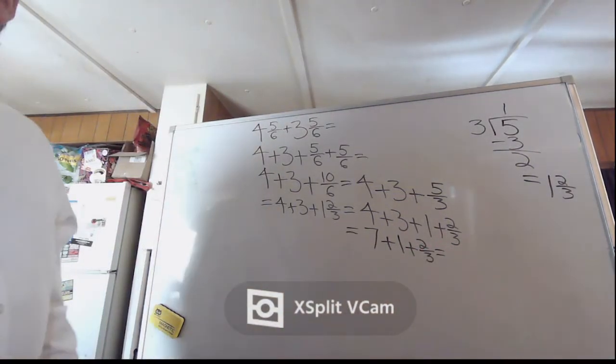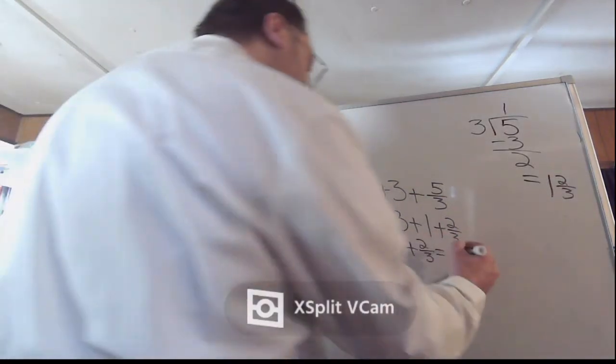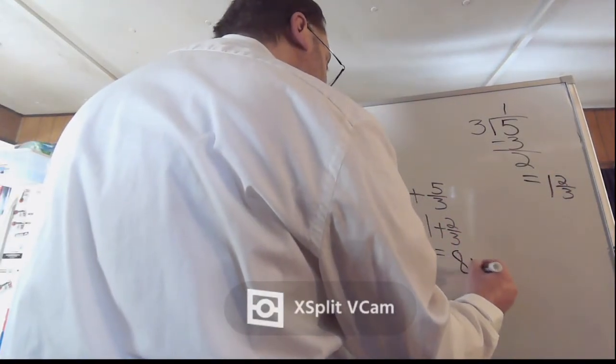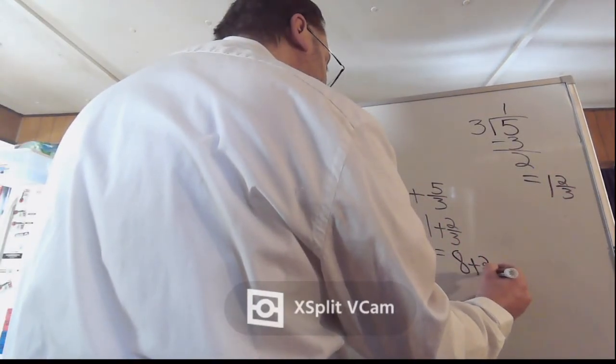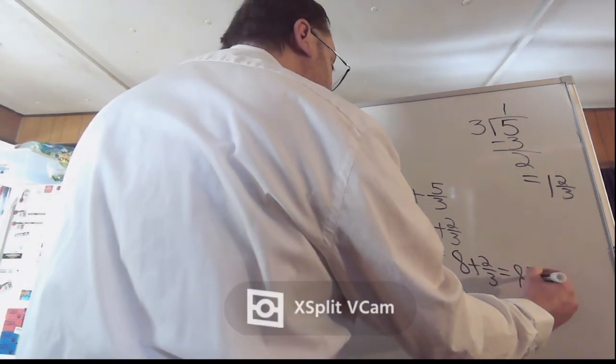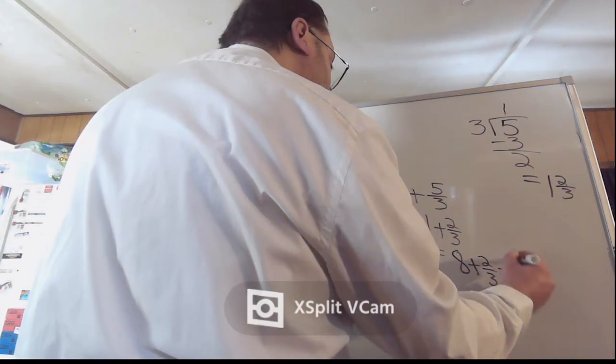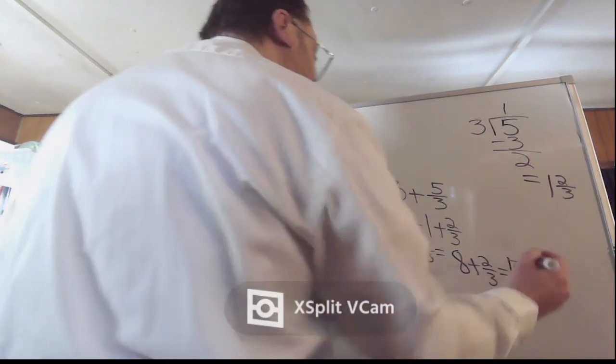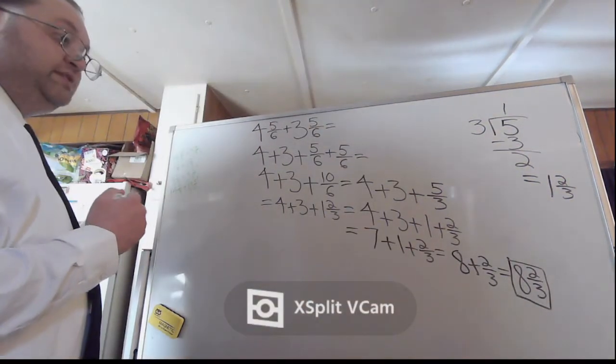So 7 plus 1, that's 8. So you'll have 8 plus 2/3, which will give you a final answer of, well, 8 and 2/3. And 8 and 2/3 would be your final answer to this problem.